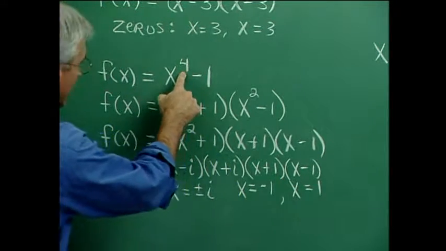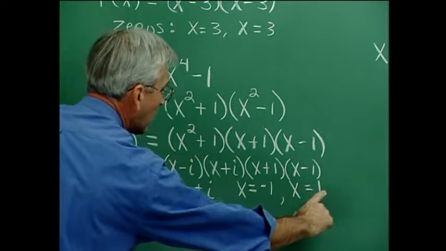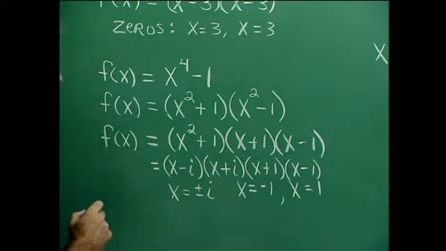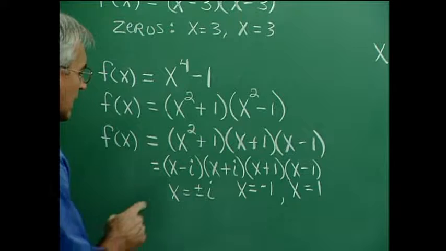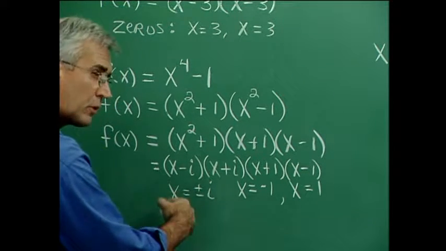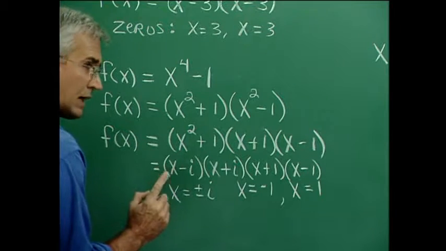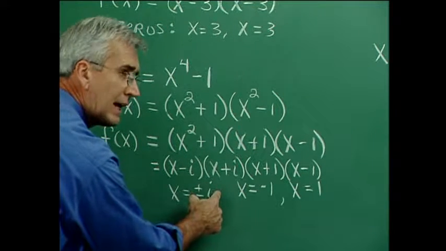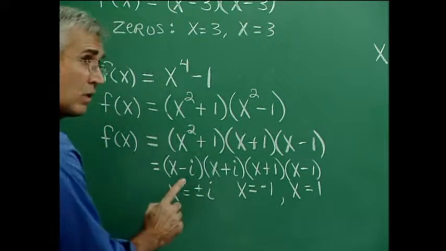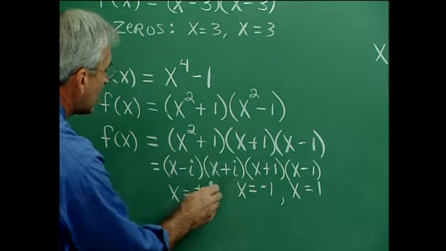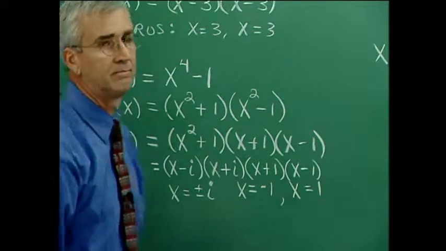So, a fourth degree polynomial function, 4 zeros, 4 linear factors. I do want to point out here, and we'll bring this up later, that the complex zeros happen to occur in conjugate pairs. That is, if plus i is a 0, then minus i is going to be 0. And we'll see that with more sophisticated complex numbers shortly.